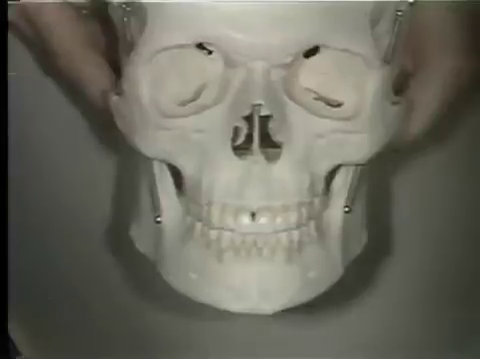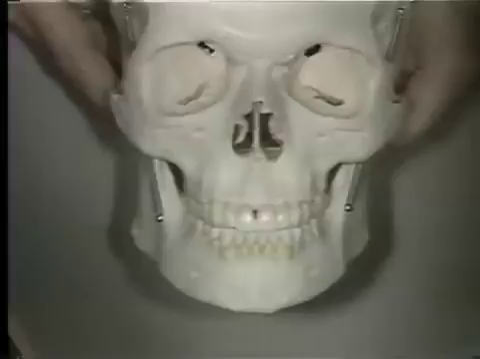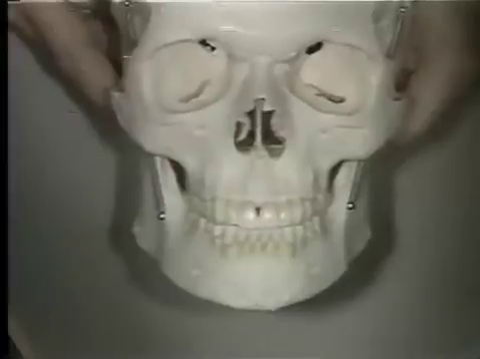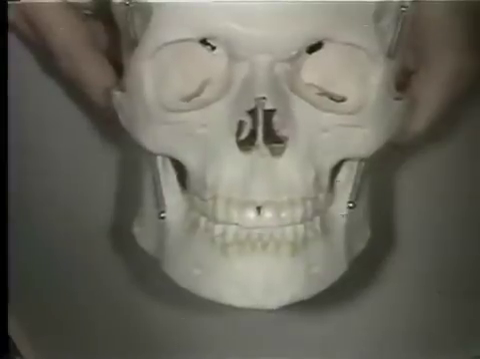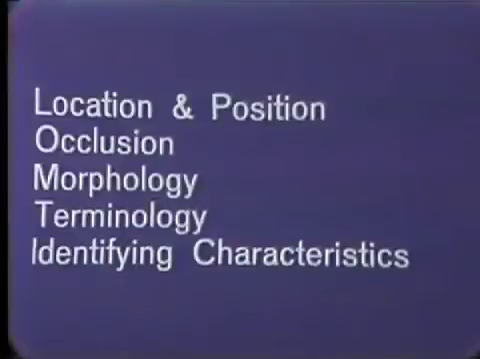This presentation is going to discuss the anatomy of the mandibular premolars, or oftentimes called bicuspids. The objectives of today's presentation are to discuss the location and position of these teeth, to discuss a little bit of their occlusion, the way they bite. We're going over the individual morphology and the terminology associated with them, and to give you some identifying characteristics of these teeth.